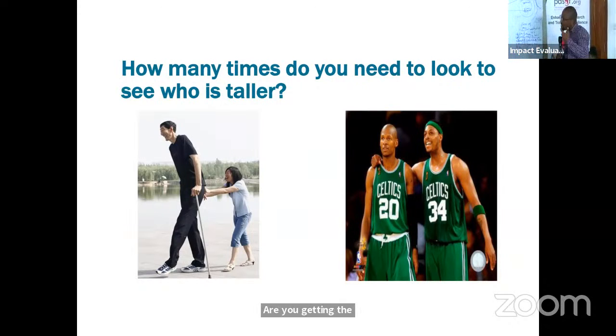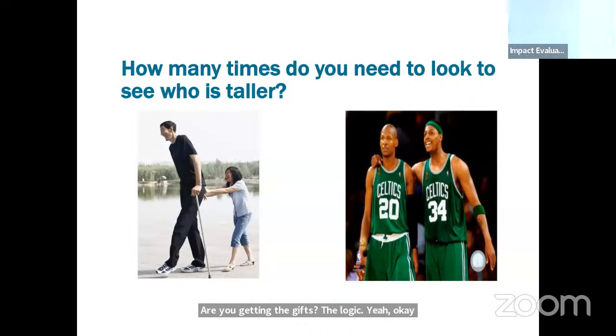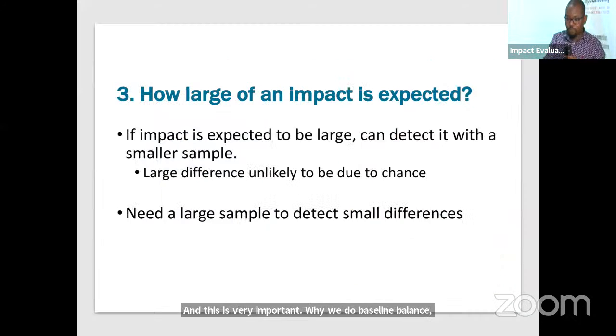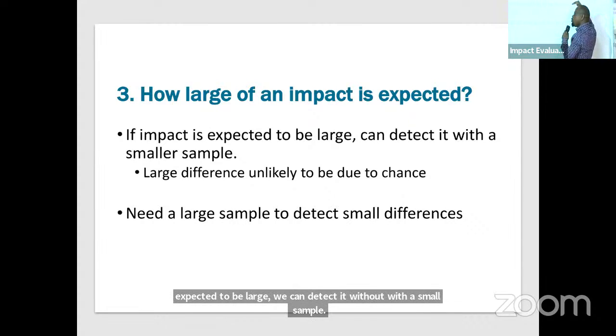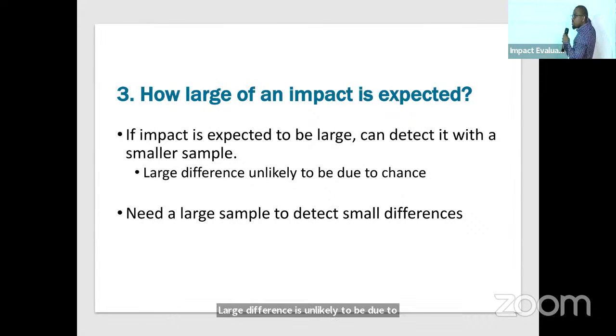The logic here, okay? And this is very important, why we do baseline, balance check. Some of these things come into play here. So how large of an impact is expected? If an impact is expected to be large, we can detect it with a small sample. Large difference is unlikely to be due to chance. It's unlikely to be due to, what is chance in this case? Type 1 error. Are we together?